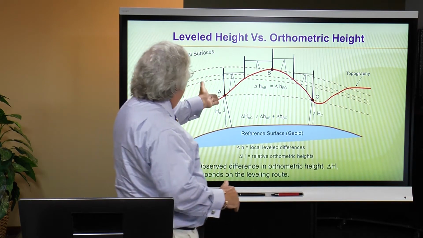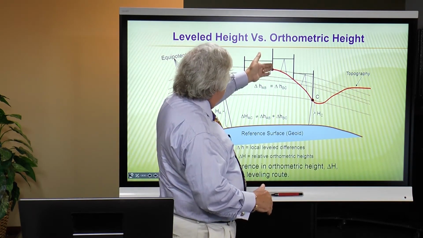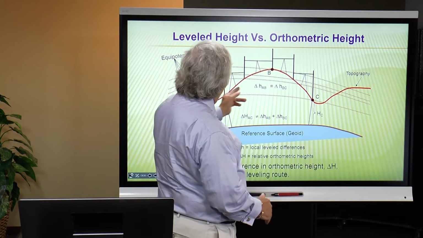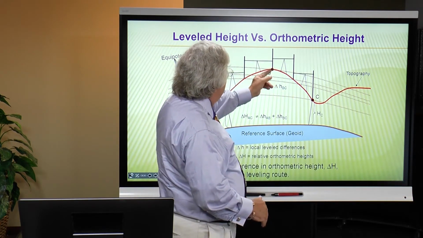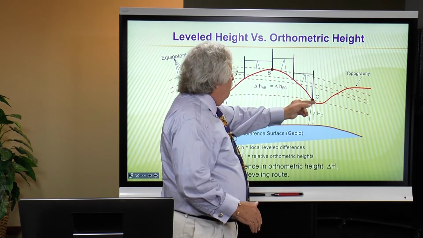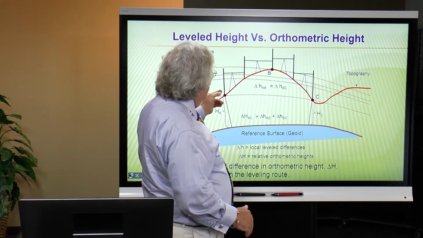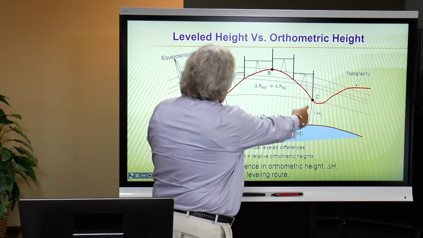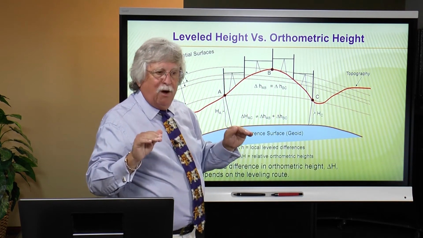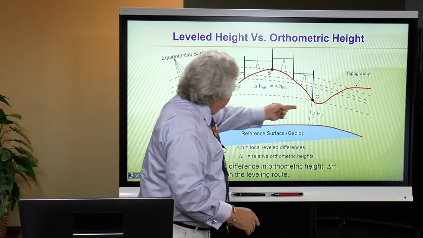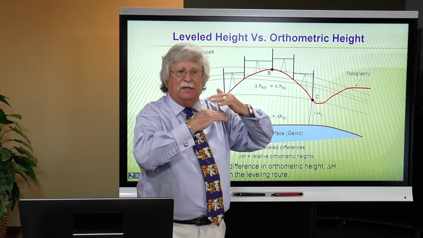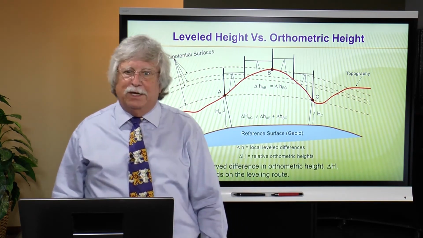So as I level up to the top of the hill to B, I get a height difference, and then I level back down. And the height difference from A to B turns out to be identical to the height difference from B to C. But the height differences from A to B and B to C are not identical to the true difference in height above the reference surface, because the equal potential surface on which they both are defined is different than the reference surface. Again, because of the changes in these equal potential surfaces.